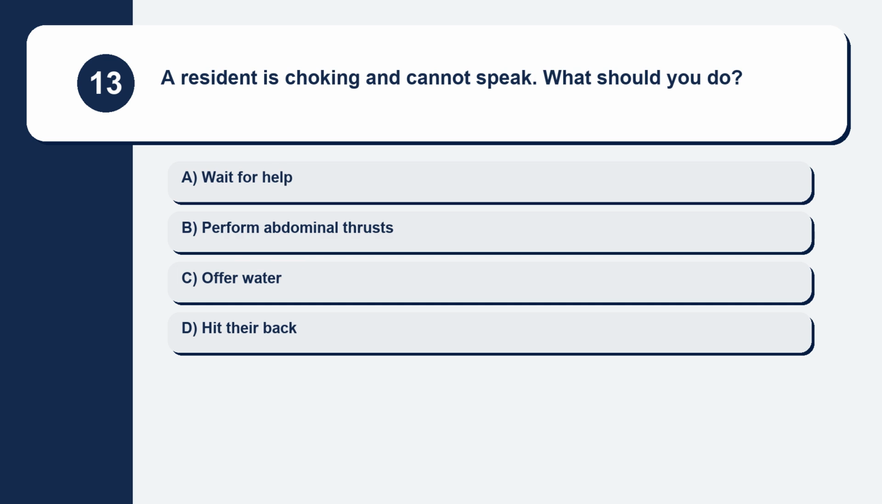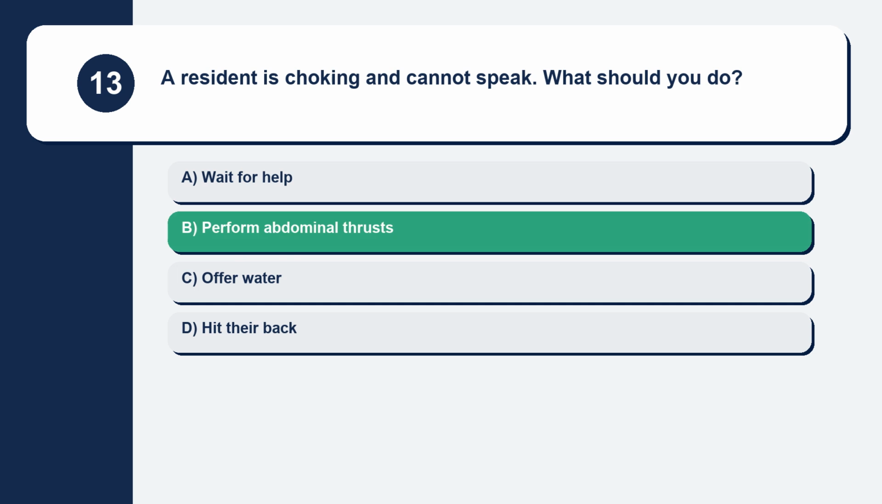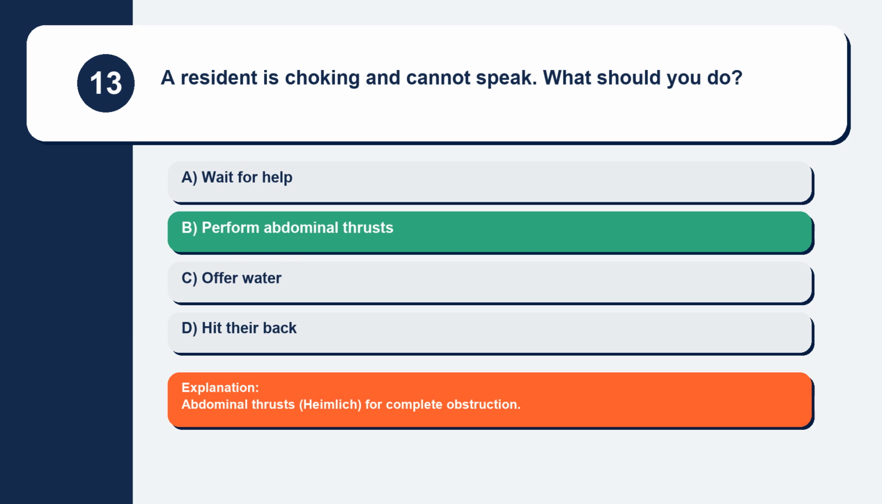Question 13. A resident is choking and cannot speak. What should you do? Wait for help, perform abdominal thrusts, offer water, hit their back. Abdominal thrusts, Heimlich, for complete obstruction.